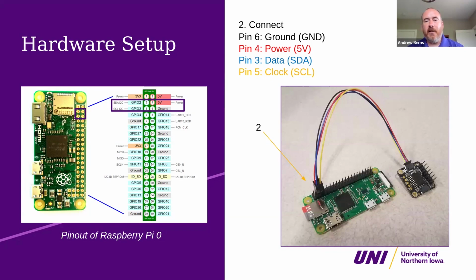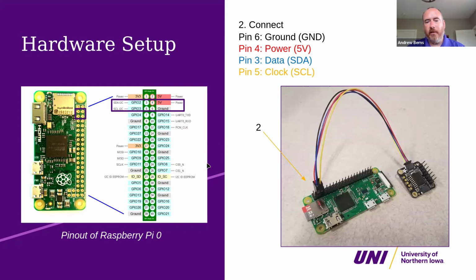Then we're going to have a data line and a clock line to read information from that sensor. The data line is going to be blue on the quick connect, and you're going to hook that up to pin 3, which you'll notice it says SDA I2C. That's the data line on the I2C bus, which we're using. And then finally, the yellow wire will be the clock wire, which will go to pin 5.